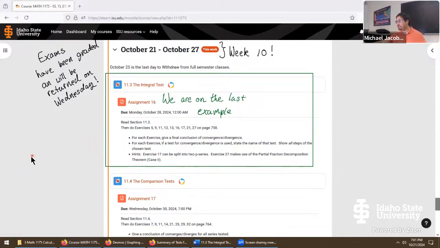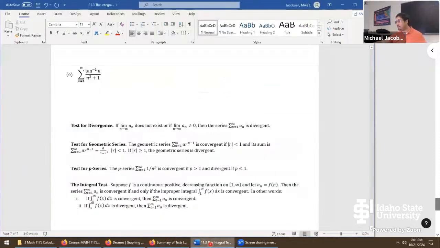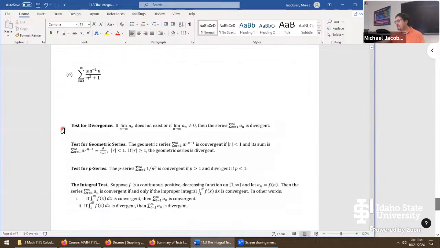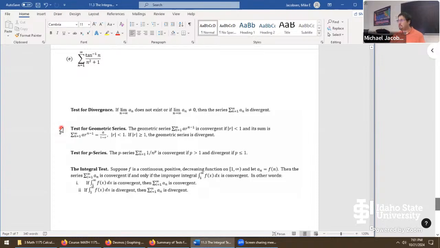So with where we left off, we are right here. That wasn't the last one. We did part F before we went to the weekend, just because it was fast enough at the time we had. And on this one for part E, we have a complicated looking series, tangent inverse n with the n squared plus 1 in the denominator. Let's think about what the right test could be.